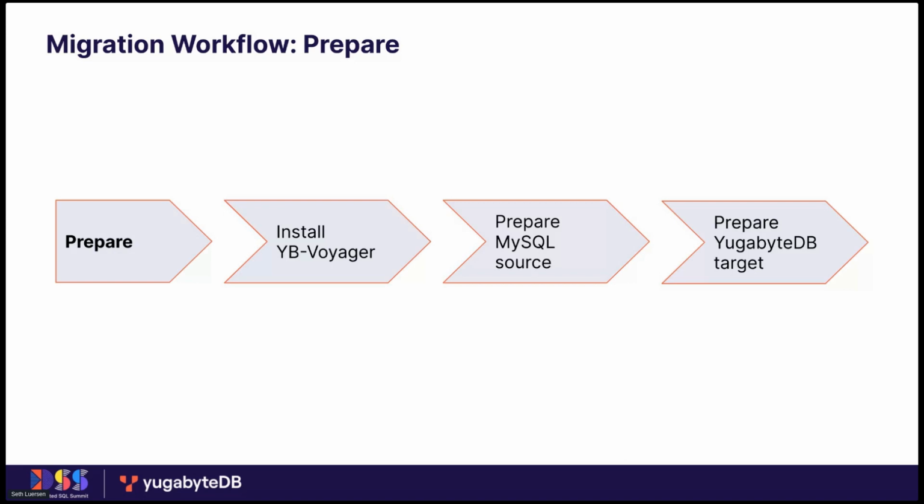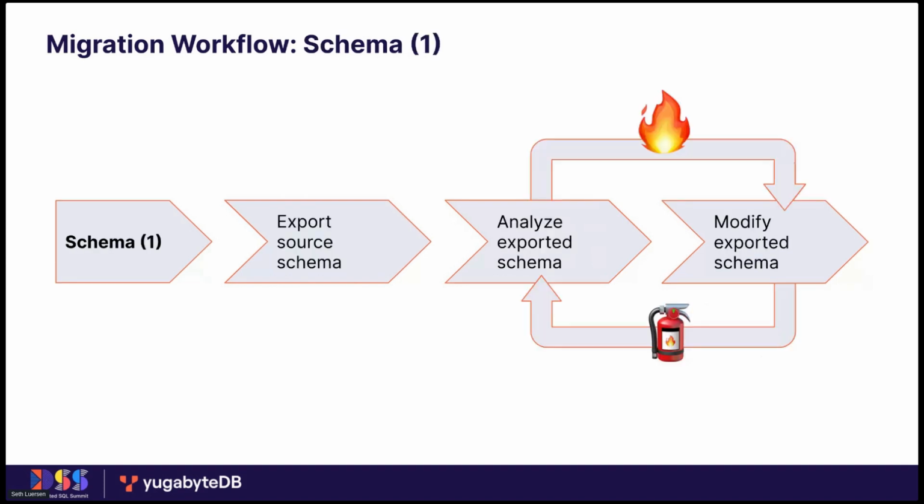And then we'll prepare the MySQL source database. Essentially, that's just going to be adding a YB Voyager user to that database so they can access all the objects in it. Then we'll prepare our YugabyteDB target database appropriately, again with the same types of users and roles, permissions, and privileges. So that's really the first phase. This next phase is going into the schema. Schemas are always a challenge.